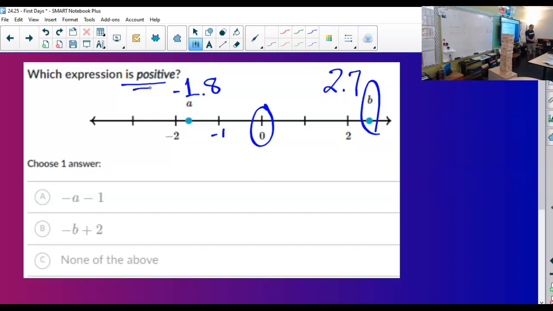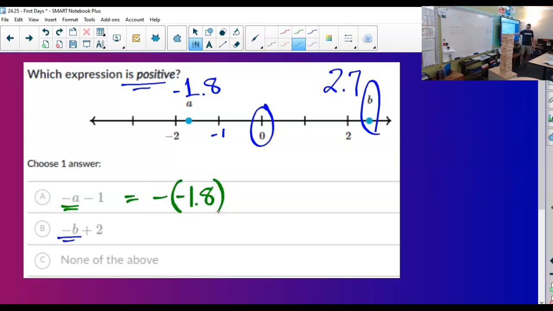Now we can go ahead and talk about the answer. Lakin, sorry, I cut you off earlier from giving the answer. What are you thinking? Yeah, so negative b plus 2, well, that'd be negative 2.7 plus 2, that's still negative. But hold on, what's the opposite of A? Well, what is A? Negative. What's the opposite of a negative 1.8? Positive.